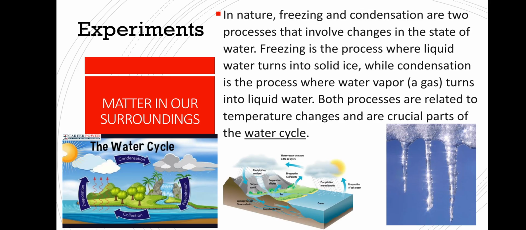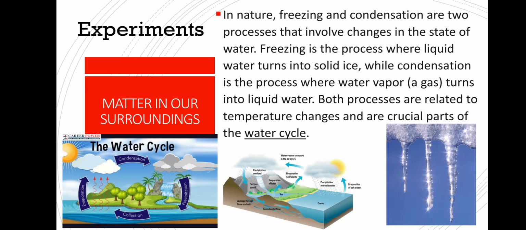Now, in nature, how can matter change its state? In nature, freezing and condensation are two processes that involve changes in the state of water. Freezing is a process where liquid water turns into solid ice, while condensation is the process where water vapor, a gas, turns into liquid water. Both processes are related to temperature changes and are crucial parts of the water cycle.